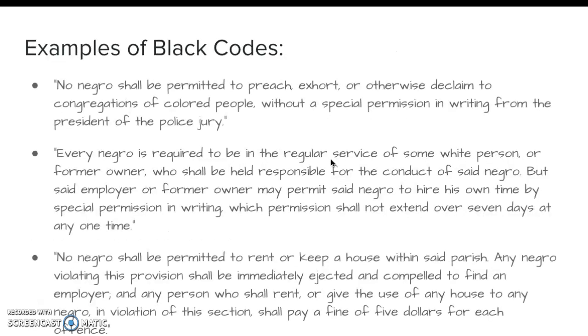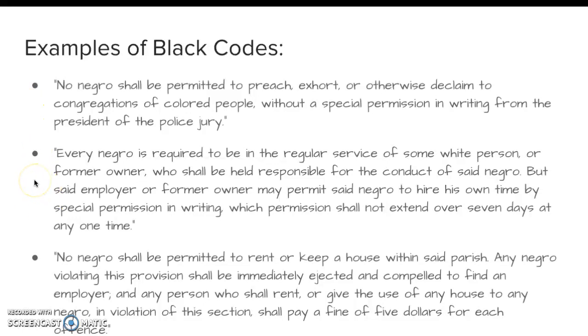Here's some examples of some black codes, just to give you an idea of almost how extreme these laws really were. This first one says, no Negro shall be permitted to preach, exhort, or otherwise declaim to congregations of colored people without special permission in writing from the president of the police jury, who, you guessed it, is white. So this is basically saying that in churches, you cannot have a black pastor, which is kind of crazy.